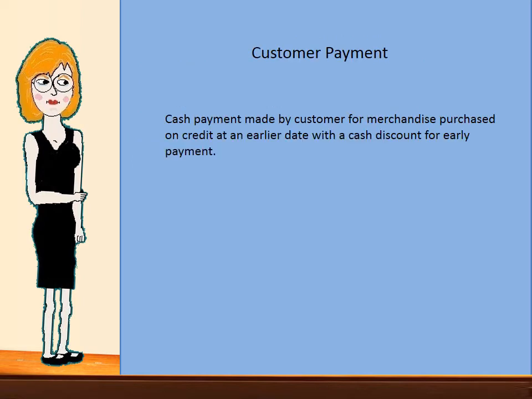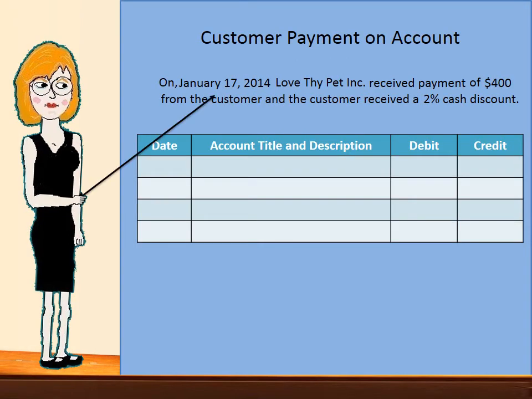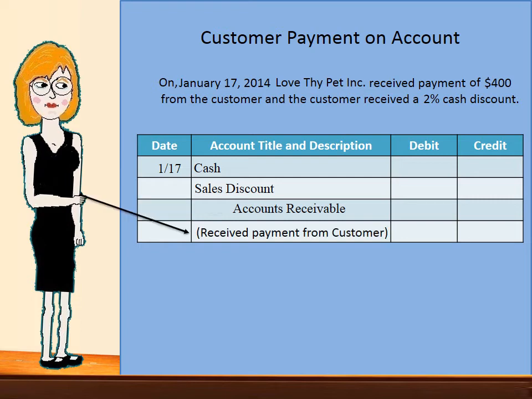Customer payments. Cash payments made by customers for merchandise purchased on credit at an earlier date with a cash discount for early payment. We have the date, January 17th. Note that this is exactly 10 days after the purchase. Receive payment, so we're going to get cash. We're going to give a 2% sales discount, and we're going to remove it from the books by crediting accounts receivable. Receive payment from customers.